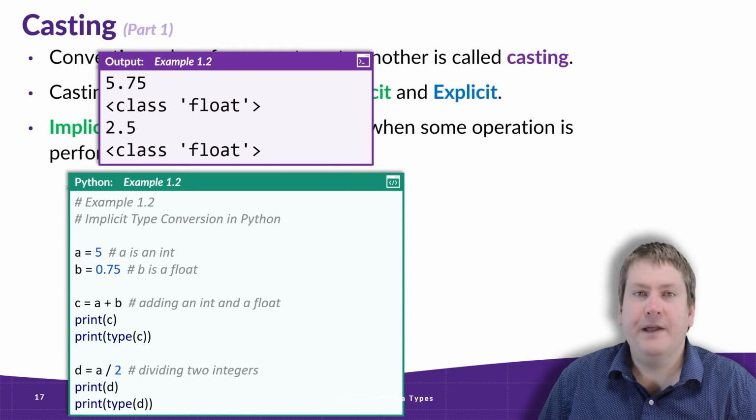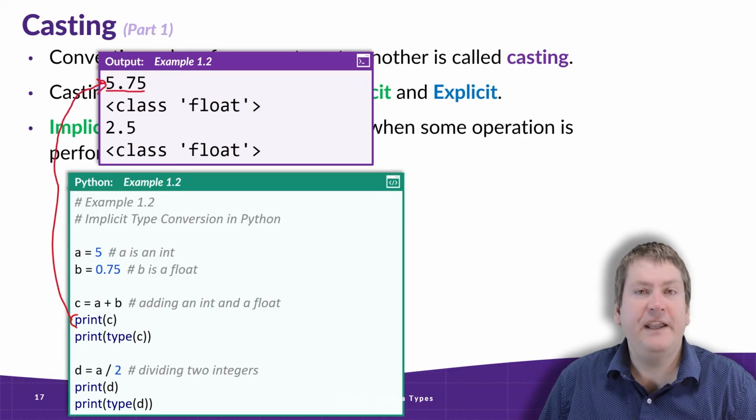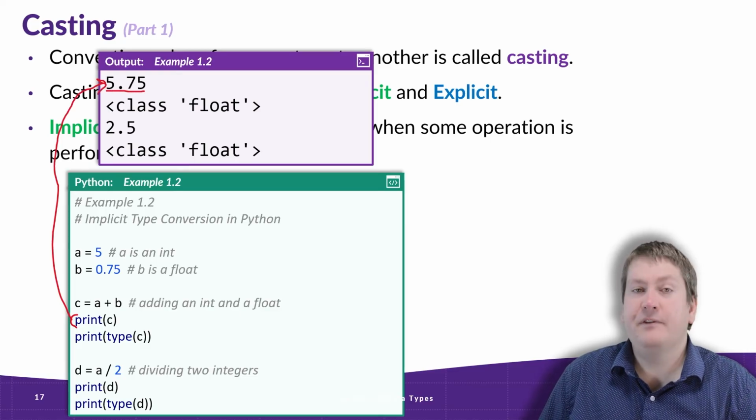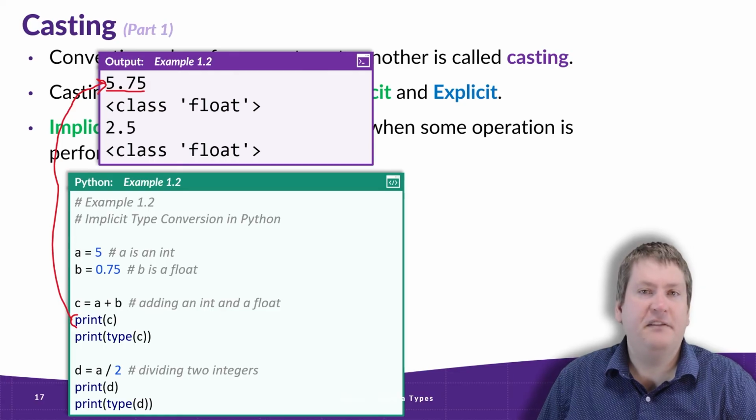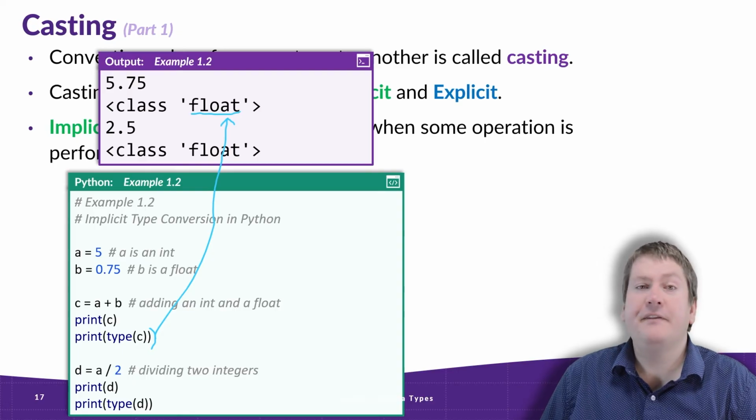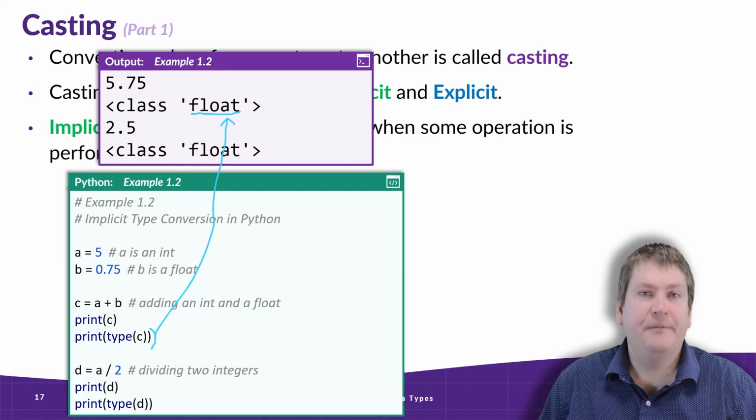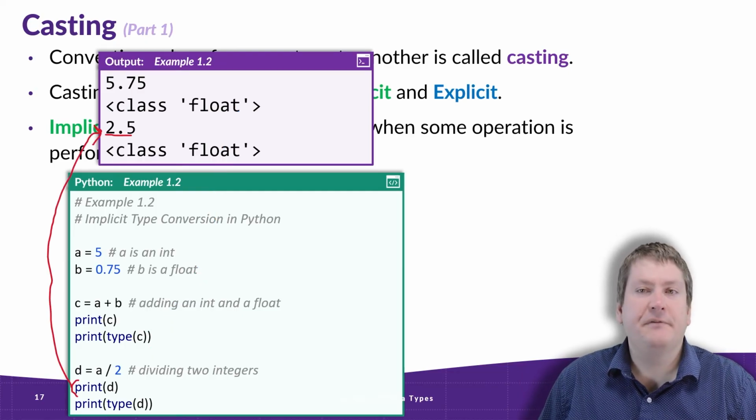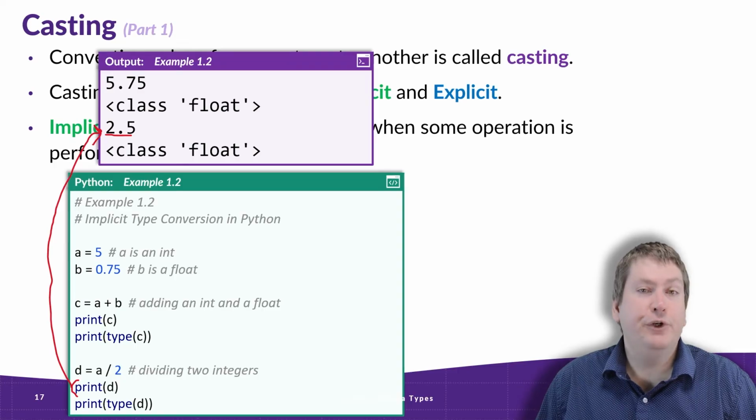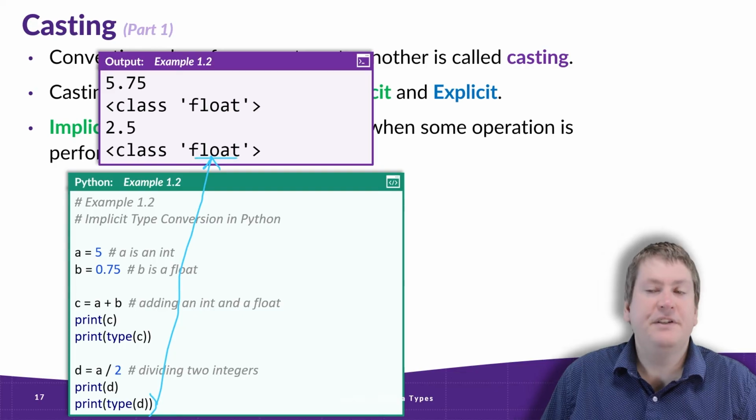Here's the output we'd get if we ran this program. And looking at this, we can see that the value as output by print c is 5.75. So c at this point in the code had the value of 5.75. And its type, as output by print type c, is a float, which is a floating point number or a real number. That's one with decimal points. We can also see the result of dividing the integer a by the integer 2 is 2.5, which is output by this print d line here. And the type of this value is float again. And this is output by this print type d line.